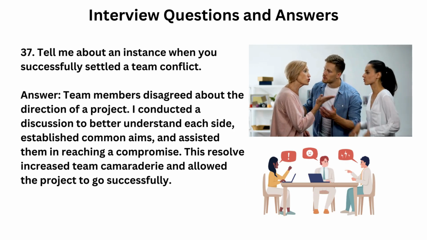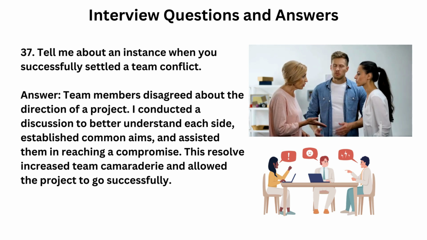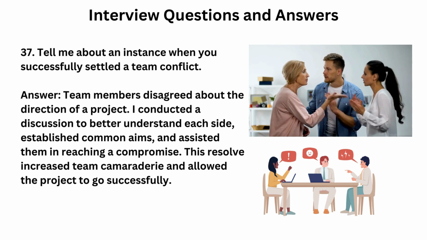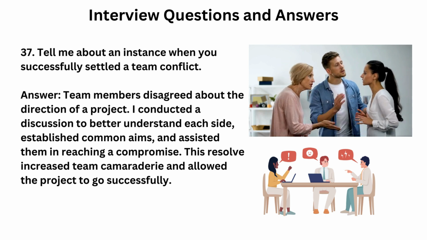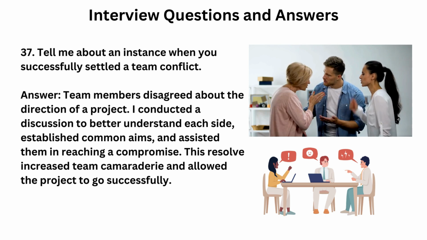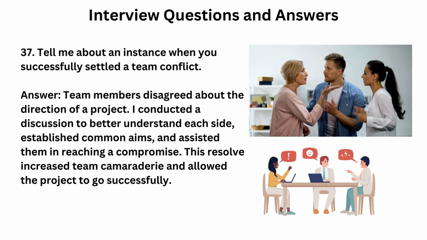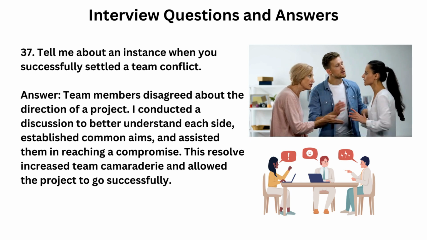37. Tell me about an instance when you successfully settled a team conflict. Answer: team members disagreed about the direction of a project. I conducted a discussion to better understand each side, established common aims, and assisted them in reaching a compromise. This resolve increased team camaraderie and allowed the project to go successfully.